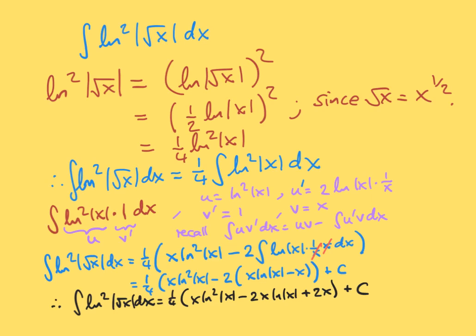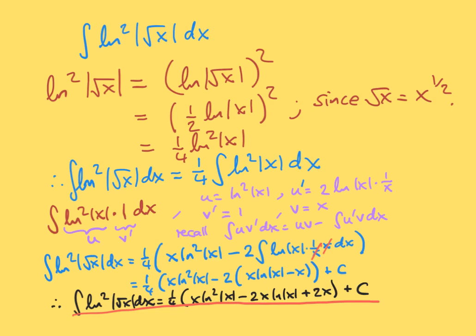And you can verify that this is correct by differentiating it and seeing that everything cancels apart from 1/4 of log squared of x, which, as we know, is the log squared of the square root of x. So that is our answer for this integral.